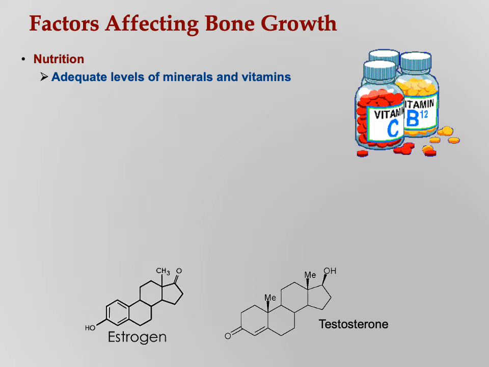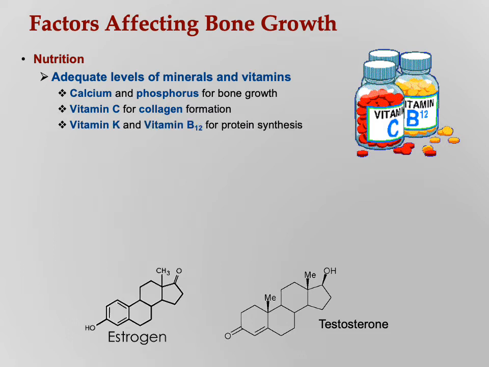So obviously, since bone was that matrix of collagen fiber and the hydroxyapatite, you need amino acids to make proteins like collagen, and you need calcium and phosphate in order to fill in the matrix. Calcium and phosphorus for bone growth. Vitamin C to make collagen. That's important in the formation of collagen proteins. Vitamin K and B12 for protein synthesis.